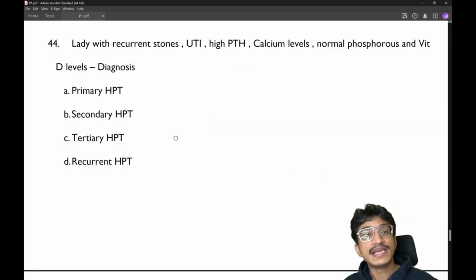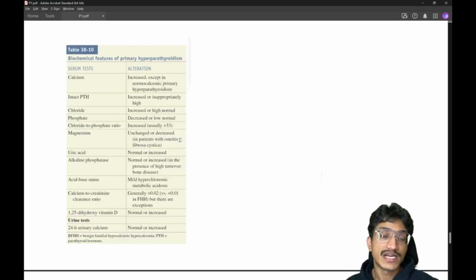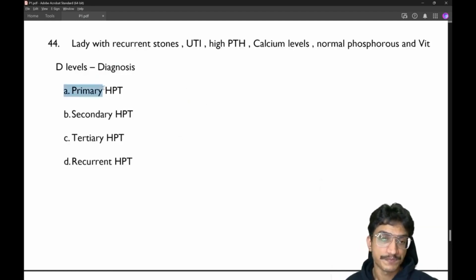Coming to this lady, with recurrent urine stones, UTI, high PTH, high calcium levels, normal phosphate and vitamin D levels. So it is very straightforward that it is pointing towards primary hyperparathyroidism. Okay.